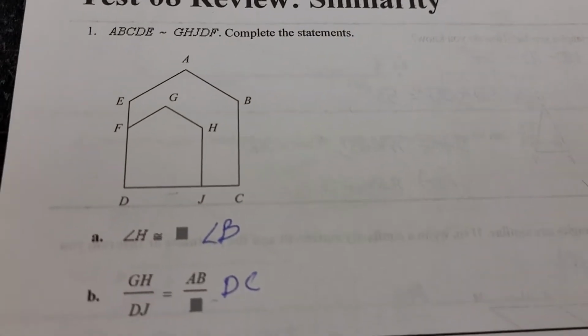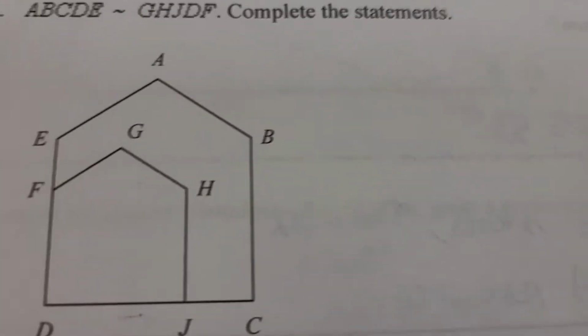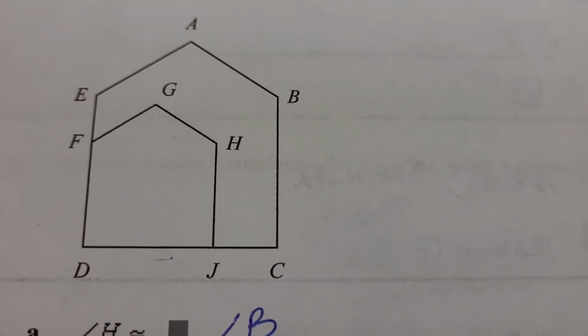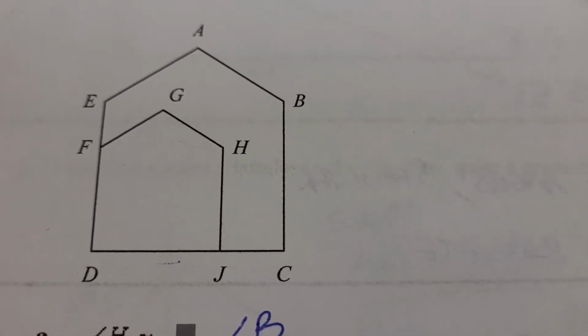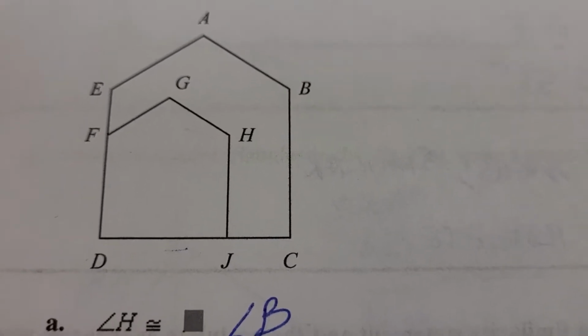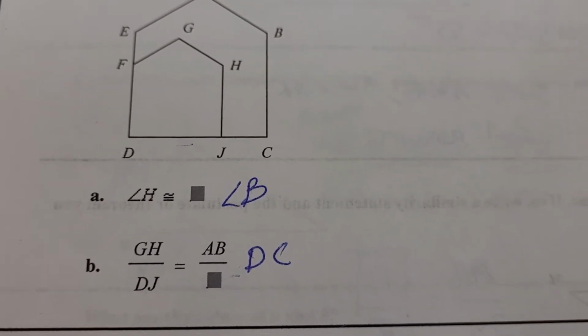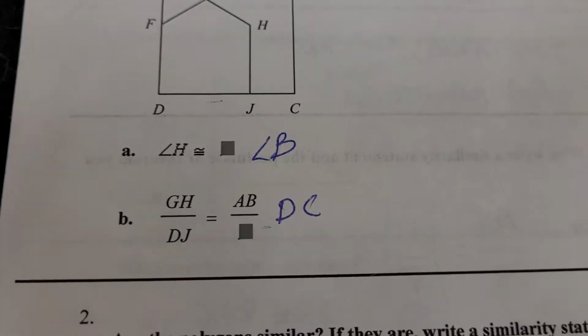Okay, so number one, we're just gonna go through this rapid fire. So you see that picture right there? You basically see that that's like a small one into a much larger one. It's like a mini and then a bigger one. Basically, those are similar. So you want to get similarity statements right here.